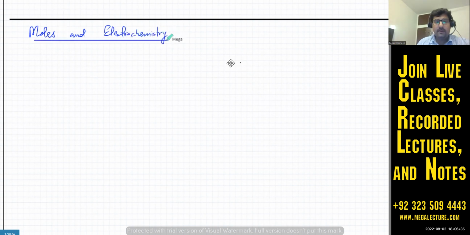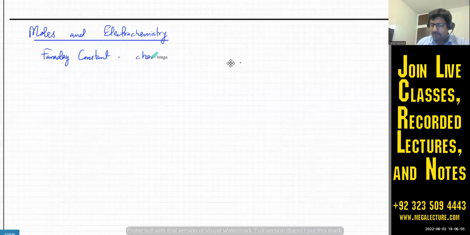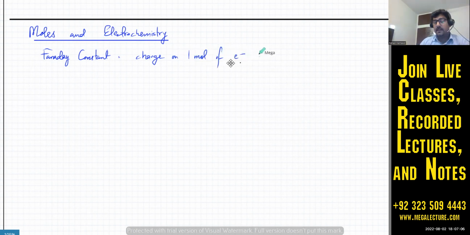So now there's a thing called the Faraday constant. The Faraday constant is going to be used when you're doing a moles question. So what is the Faraday constant? It's the charge on 1 mole of electrons. Okay, that's the Faraday constant. Like if 1 mole of electrons, what is the charge on that? So how do you figure that out? How many electrons will there be in 1 mole?